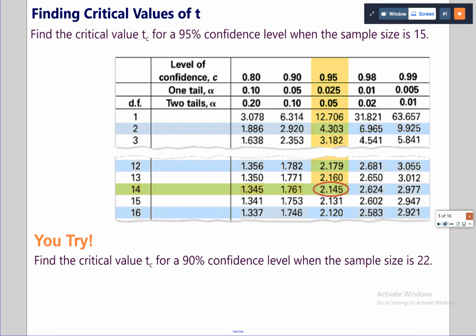All right, so on your t-distribution chart, you guys have that in your packet of definitions and whatnot. Let's say we want to find a critical value for 95% confidence level.